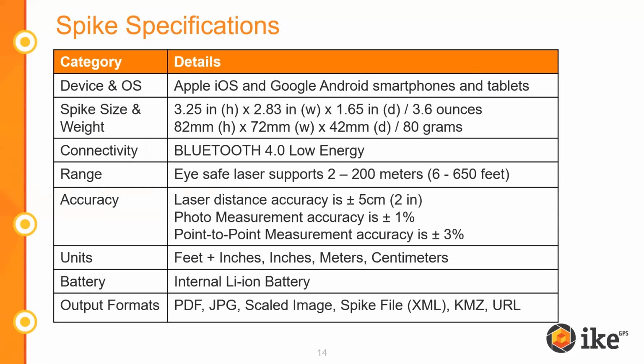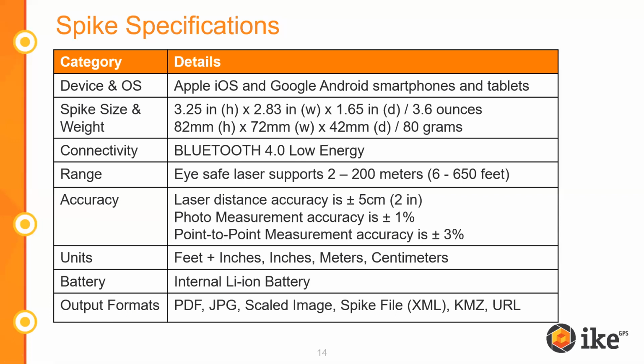So we talked about the accuracy, but we didn't really talk about the laser distance accuracy. That's going to be accurate within plus or minus 5 centimeters or 2 inches. So that distance measurement is really closer to precision. You can do units of measure, feet, inches, meters, centimeters, however you like. It does use an internal lithium-ion battery.